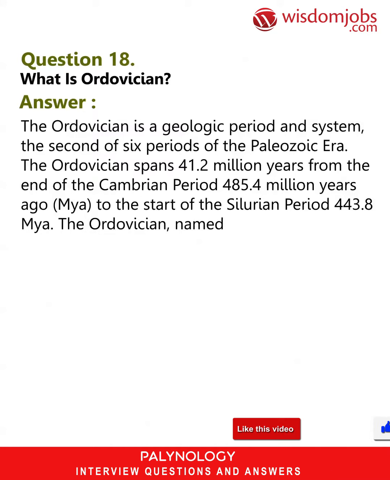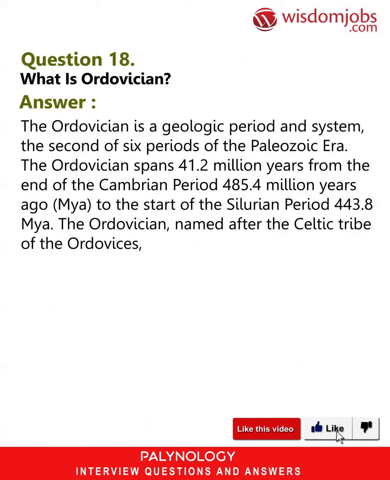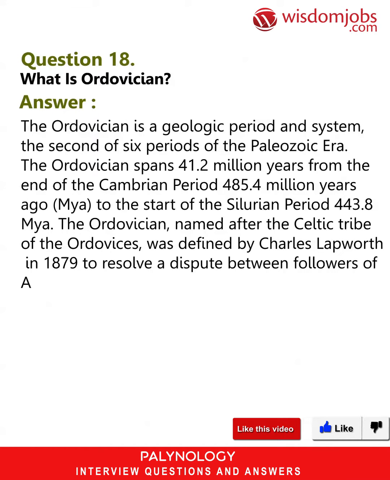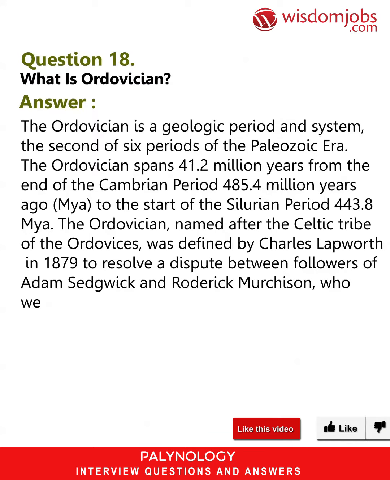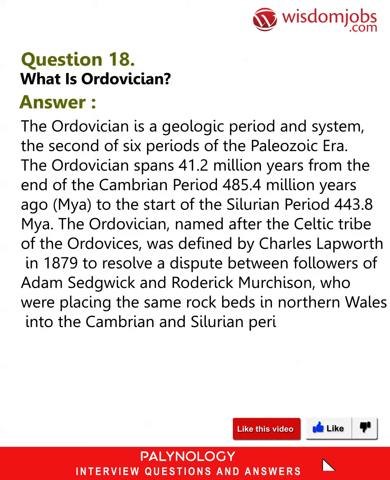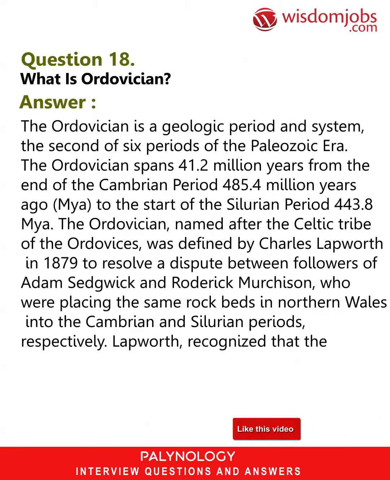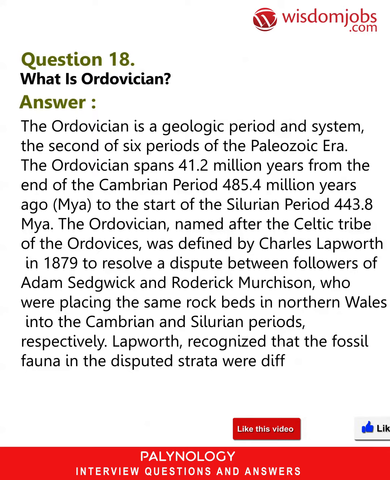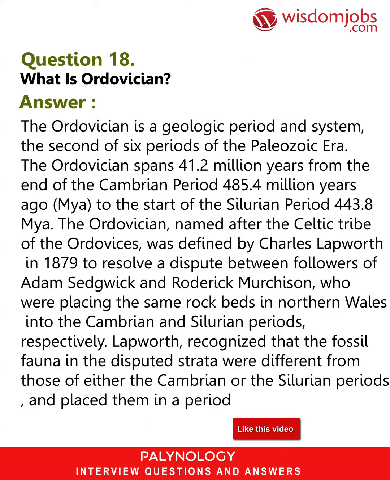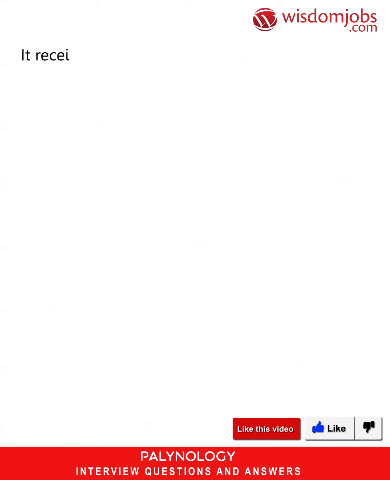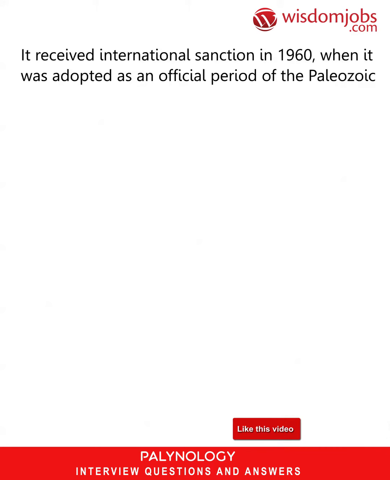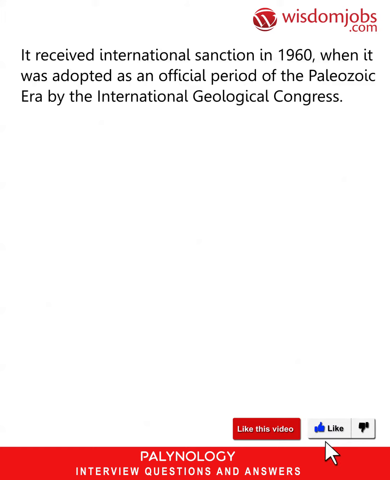The Ordovician, named after the Celtic tribe of the Ordovices, was defined by Charles Lapworth in 1879 to resolve a dispute between followers of Adam Sedgwick and Roderick Murchison, who were placing the same rock beds in northern Wales into the Cambrian and Silurian periods, respectively. Lapworth recognized that the fossil fauna in the disputed strata were different from those of either the Cambrian or the Silurian periods, and placed them in a period of their own. It received international sanction in 1960 when it was adopted as an official period of the Paleozoic era by the International Geological Congress.